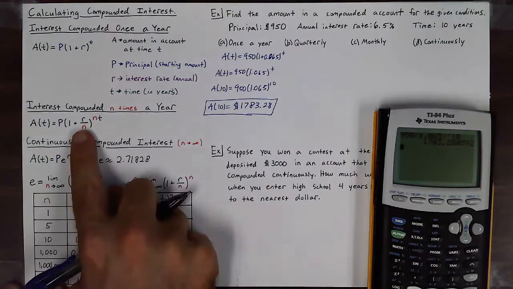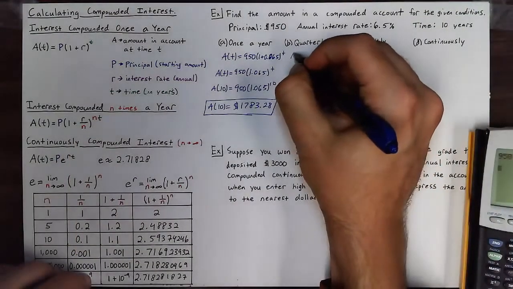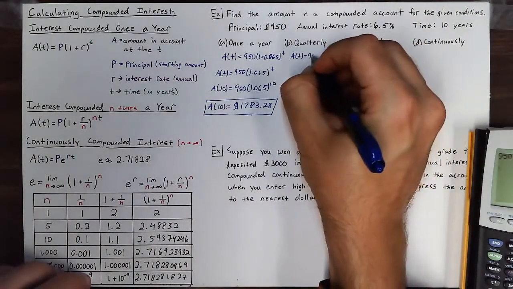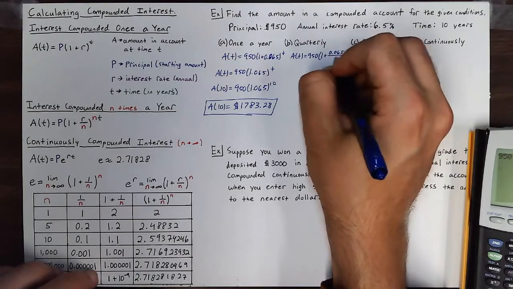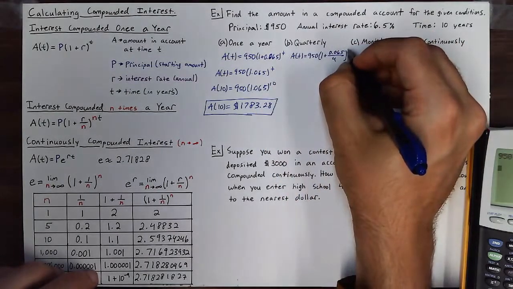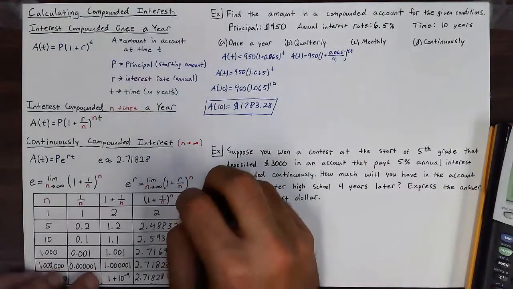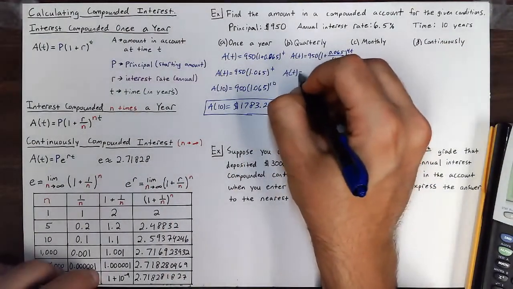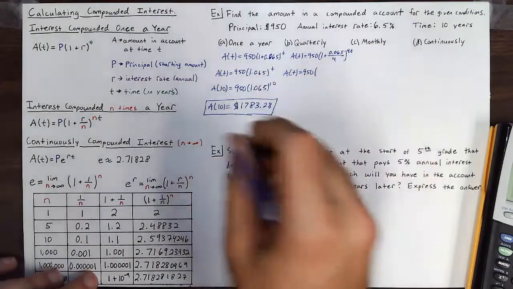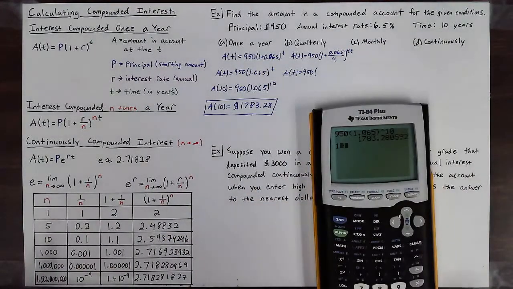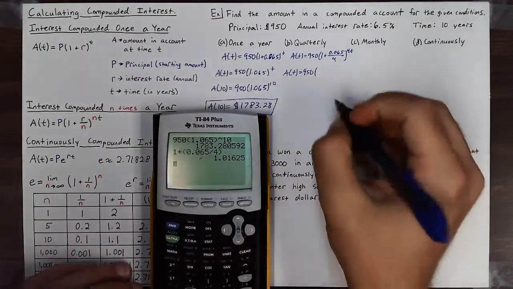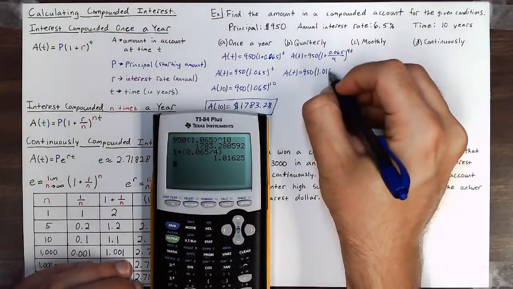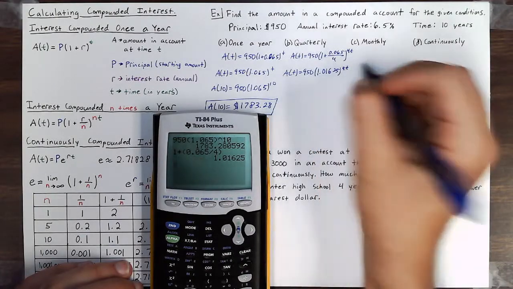But let's see if we do it quarterly, so 4 times throughout the year. We'll break up the rate for all those moments. So the function will be A of t will equal 950 times 1 plus 0.065 divided by 4, and then raised to the 4t power, which means that A of t will equal 950 times 1.01625 to the 4t power.